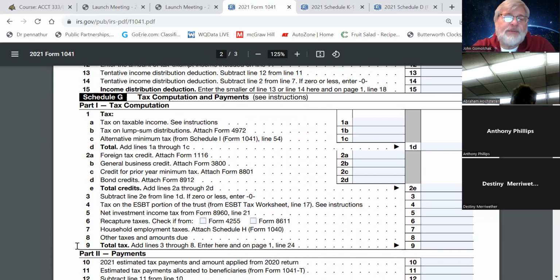C, alternative minimum tax from Schedule I. We're not going to be doing alternative minimum tax. So 1D is always, for our purposes, going to be the same as 1A, tax on taxable income. I'm going to stop sharing for just a minute because I want to bring up the instructions for Form 1041, and we'll take a look at those real quick.